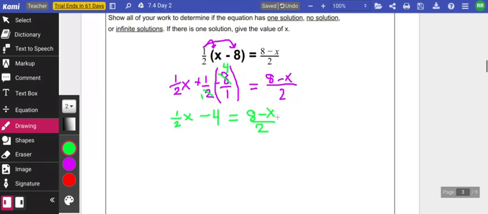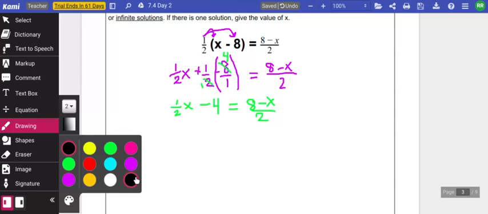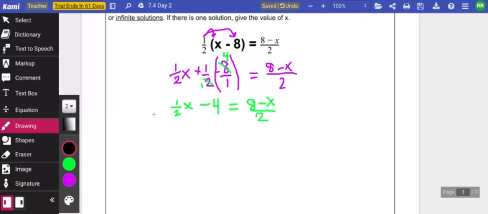Now I see that I have fractions in this equation. On the left side, I have a fraction with a denominator of 2, and on the right side, I have a fraction with a denominator of 2. So if I want to get rid of my fractions here, I need to multiply both sides of the equation by 2 so that that 2 gets eliminated from the denominator. So I'm going to multiply the left side by 2. When I do that, I'm going to put it in parentheses, of course, and I'm going to multiply the right side by 2, or 2 over 1, right? 2 is the same thing as 2 over 1.